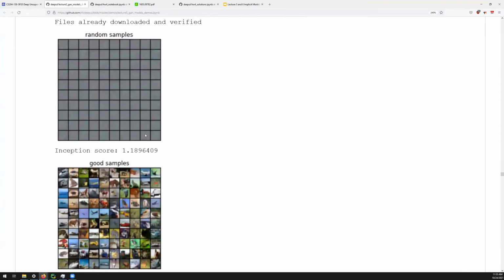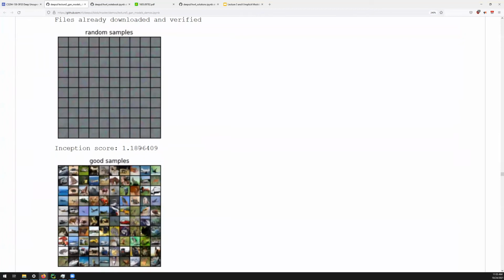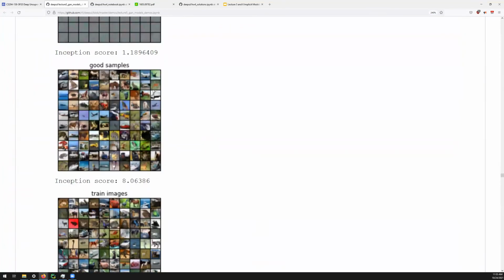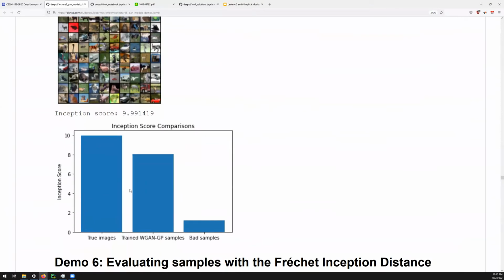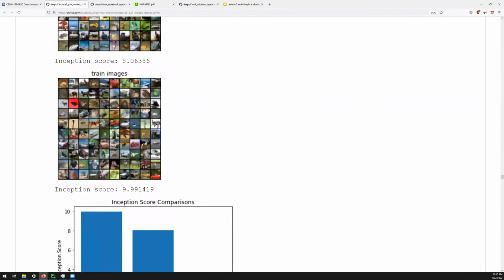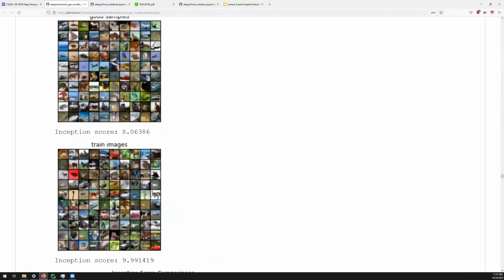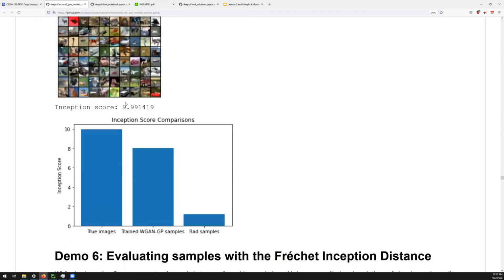and then this will give you the diversity of the predictions. And here's the results. So the Inception Score is pretty bad here. It gets much better the more we train, and I think this one has a better one. So true images, generated samples, and bad samples. I think these are true images and these are generated samples. So it works pretty well.